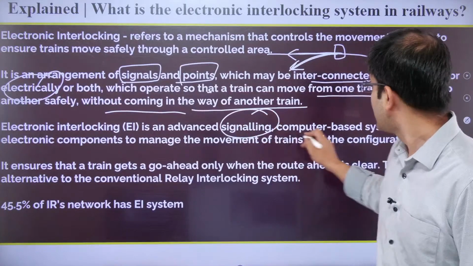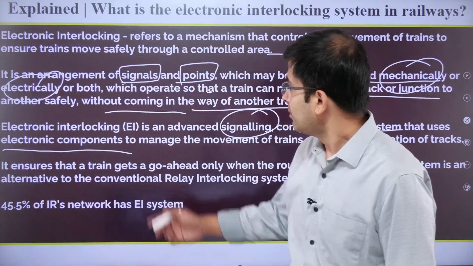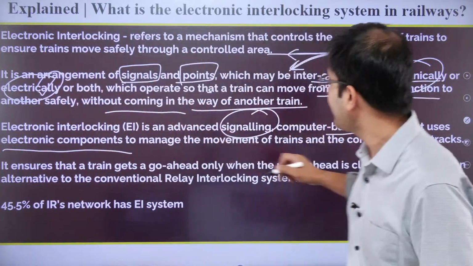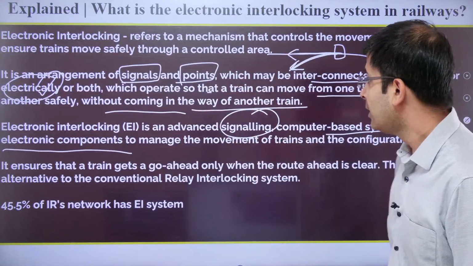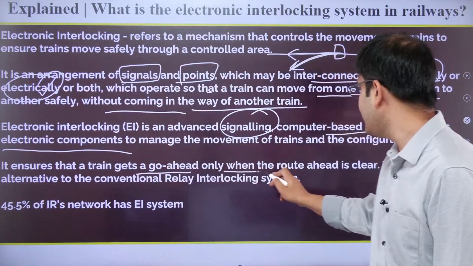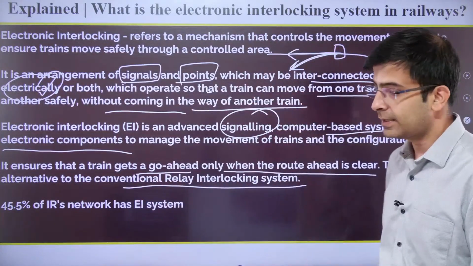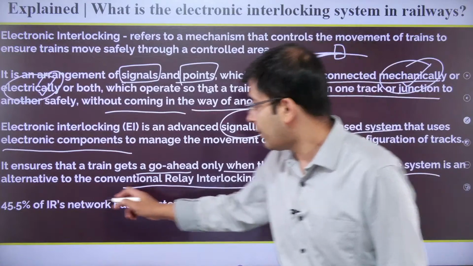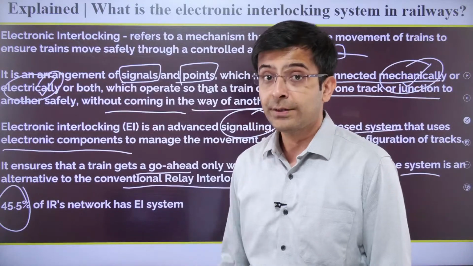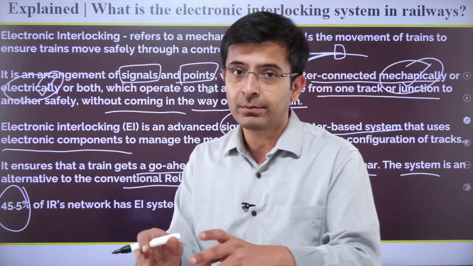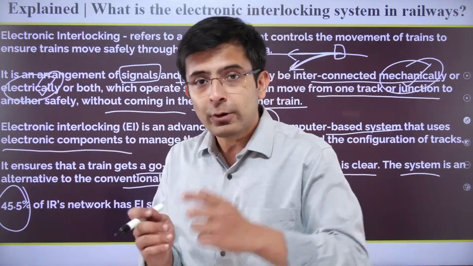Advanced signaling, computer-based system that uses electronic components. Okay. So obviously you have interlocking that can be done both mechanically and electrically. So electronic interlocking, electrically. It ensures that the train gets a go-ahead only when the route ahead is clear. The system is an alternative to the conventional relay interlocking system. Okay. And well, obviously we have 50% of Indian Railways coverage that uses this computer-based mechanism to make sure that whether a train goes on one line or it goes into the other line. Or you could do this mechanically also.